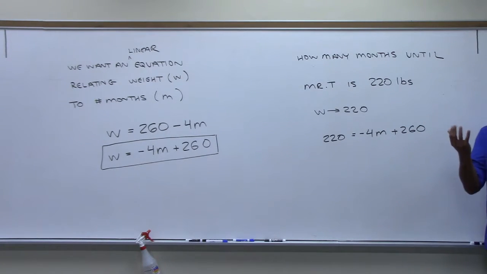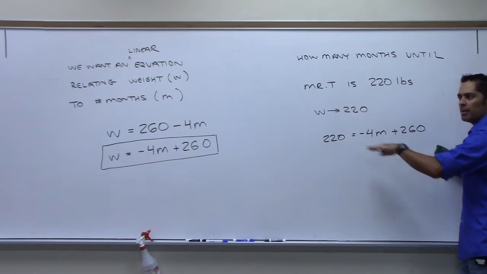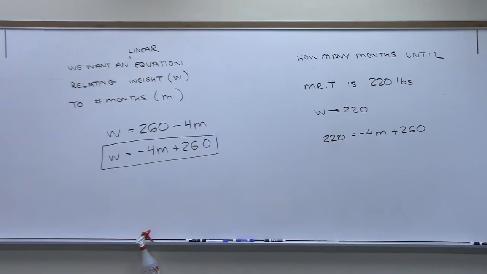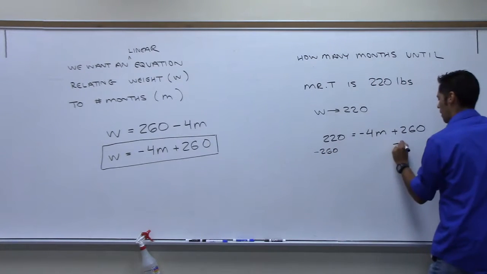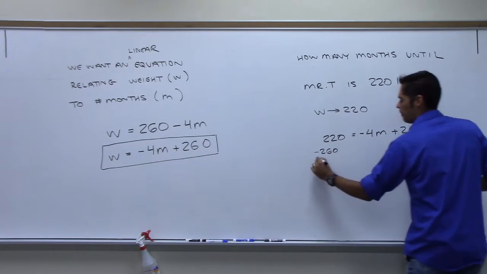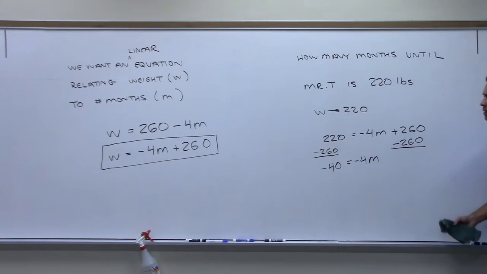Now you probably could have counted, like minus 4, and counted how many months, but this is a more efficient way because we can do this for any weight. And so solve this linear equation. There's only one variable in it. Isolate the variable, right? So start moving things around. How about subtracting 260 from both sides? Sound good to you? So subtract 260. This will give me negative 40 equals negative 4m. And divide both sides by negative 4 and we have 10.